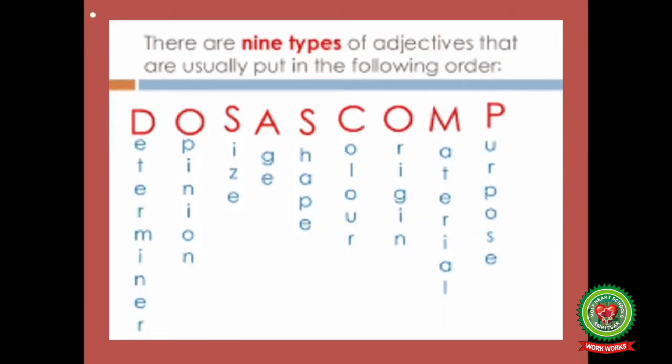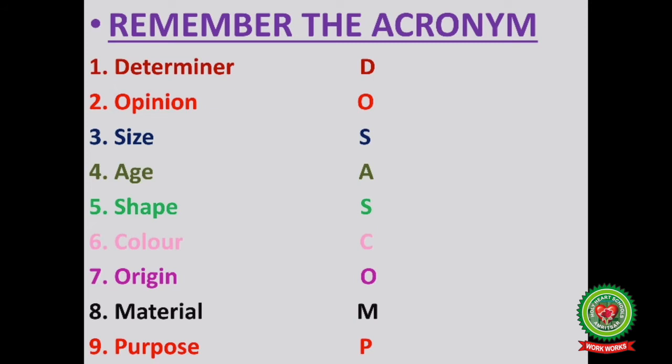Students, there are 9 types of adjectives that are usually put in the following order: determiner, opinion, size, age, shape, color, origin, material, and purpose. Students, in this way, we can form the acronym. Remember the acronym: determiner D, opinion O, size S, age A, shape S, color C, origin O, material M, and purpose P. So this forms the acronym DOSA's COMP.